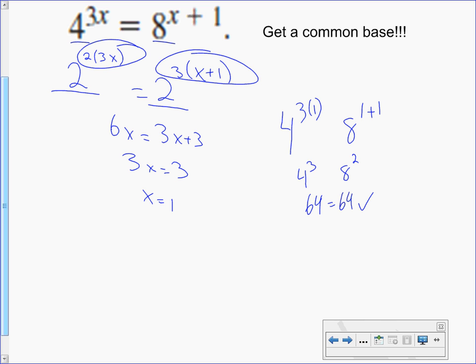Once again, you have to create common bases. Rewrite a 4 and an 8 to have the same base. A 4 and an 8 have the same base of 2. 4 is 2 squared. 8 is 2 cubed. I'll show a couple more like that.